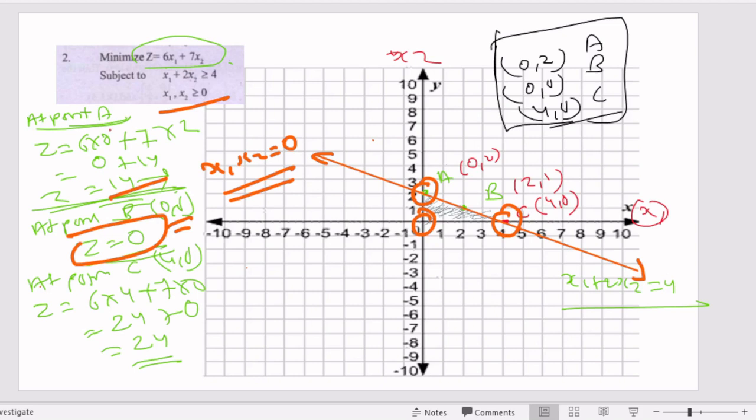This one. At point A, 0, 2, the minimum value of Z is equal to 14. And this will be your answer, because at 0, 2 you have the minimum value. I hope you understood. It's very easy because this is only one equation. Now in the next question, we will have two different equations and need to solve them. Then you'll get some intersection point and you'll get the maximum or minimum value.